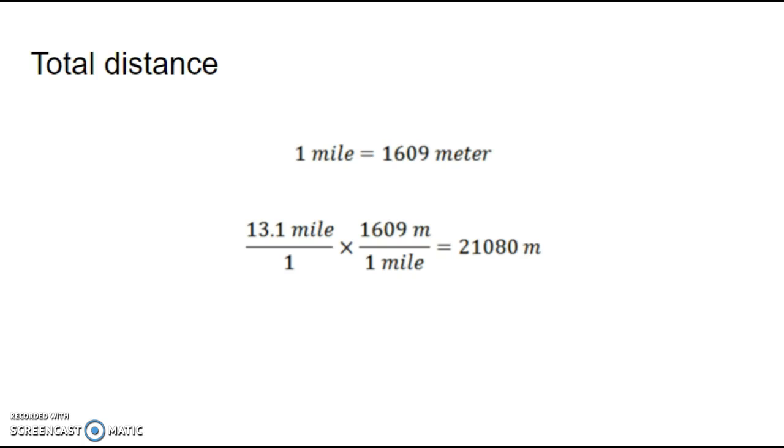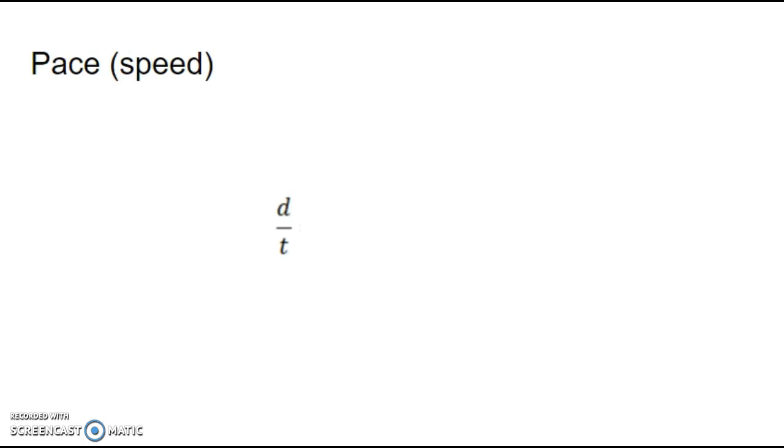So that is 21,080 meters, since our mile units did cancel out thanks to our conversion factor. So now we have the total distance that I ran in the desired unit of meters. Now we can go ahead and calculate the running pace. Pace is also known as speed, and the formula for speed is distance over time, or d over t. So our total distance is 21,080 meters, and our total time was 6,480 seconds.